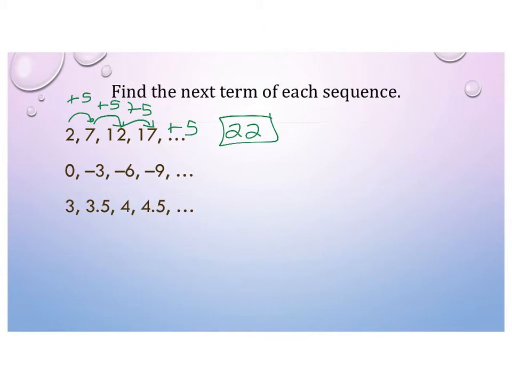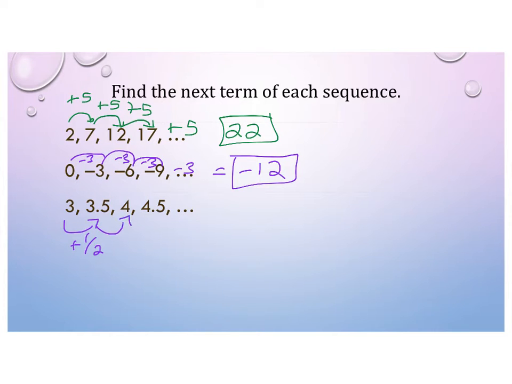Now here I'm actually subtracting 3, and again, and again. So if I subtract another 3, my next term is going to be negative 12. And for this next one, it looks like I'm adding 1/2. So 4.5 plus 0.5 is going to give us 5, which would be my next term in the sequence.